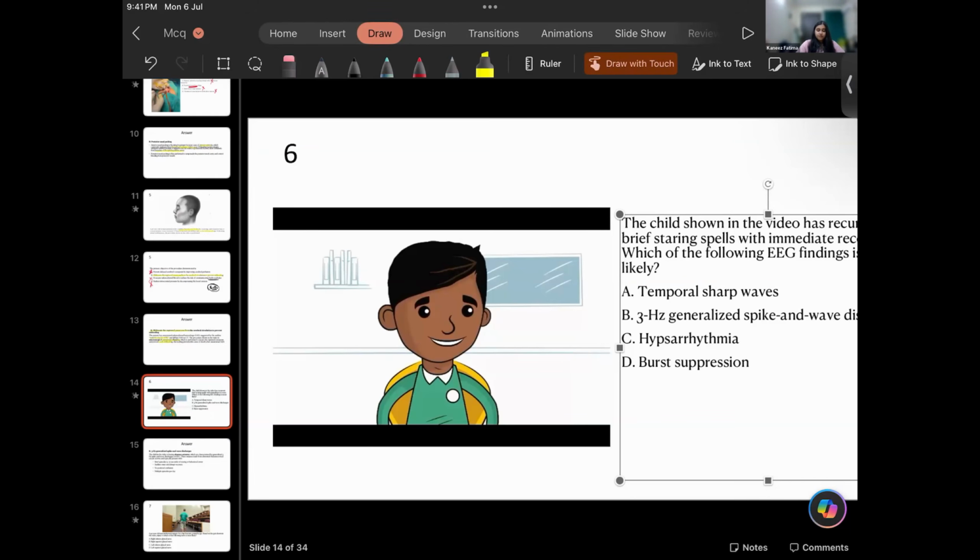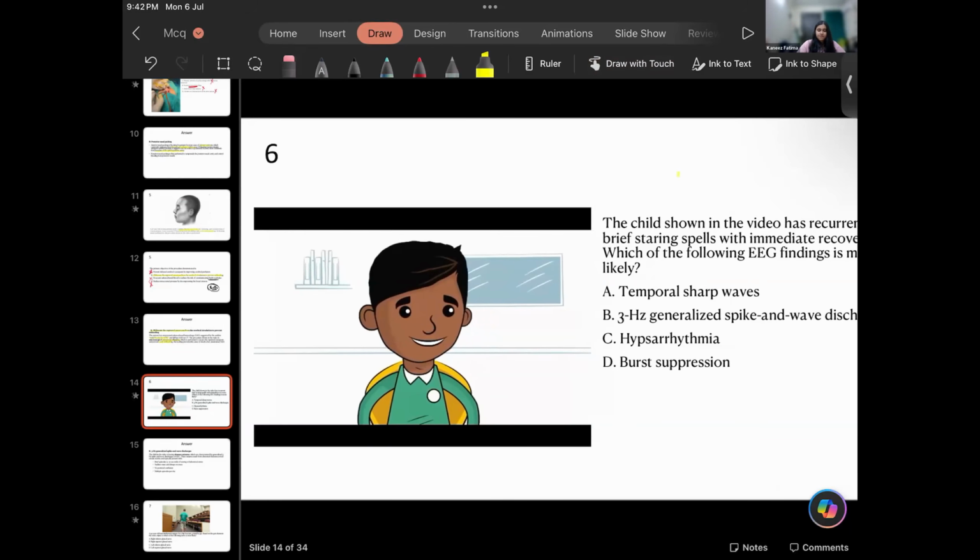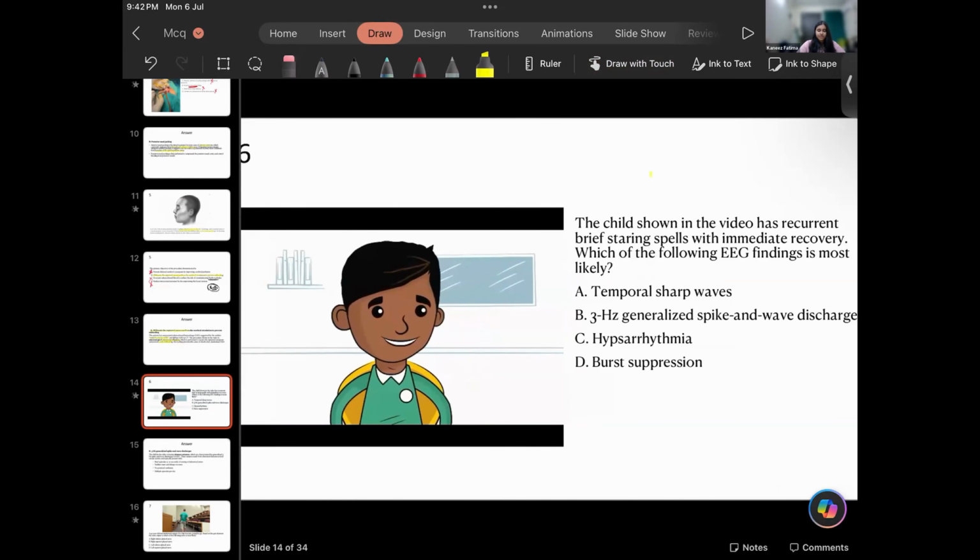So, we will come to the EEG findings of the absence seizure, but first we will see what the other options say. The temporal sharp waves, the 3 Hz generalized spike and wave discharge, hypsarrhythmia, or the burst suppression. These individual EEG findings are seen in different kinds of seizures. So we will go through them one by one. The temporal sharp waves.